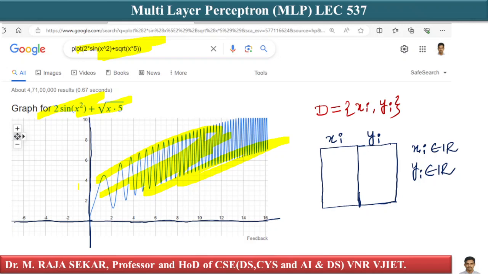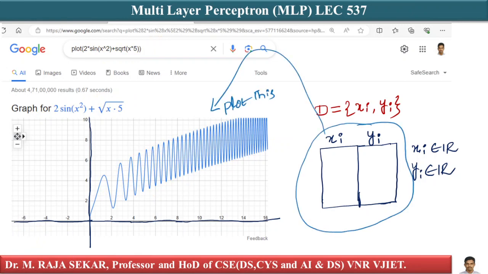What is my task in regression? My task is to find capital F of x, which connects my xi's to yi's. This is the task of regression. When I plot this data set, it looks like this. It's very easy to plot. Now the question is, how do I come up with this function?